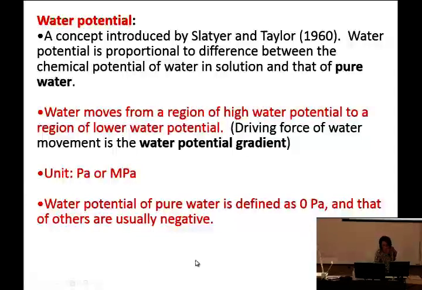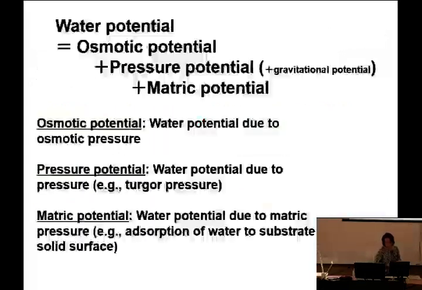And again, the water potential of pure water is defined as 0 Pascal as a reference point. Most others are usually negative, except the pressure potential, like turgor. Turgor is a pressure potential. So the pressure is added to squeeze the water or resist the water movement, and that is a pressure potential having a positive value.